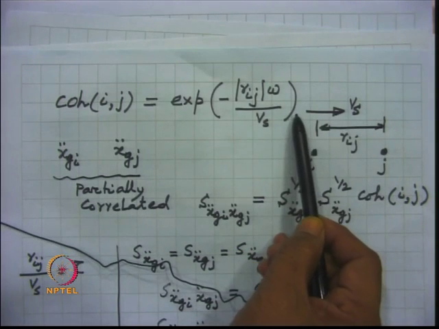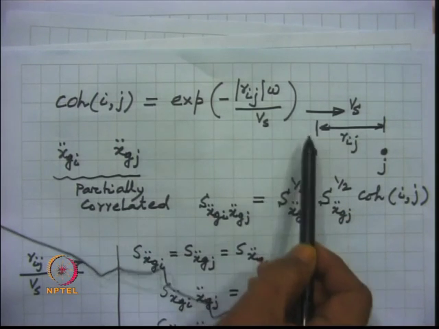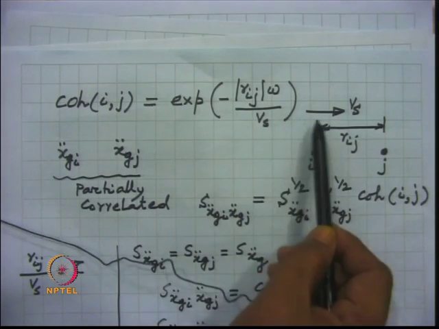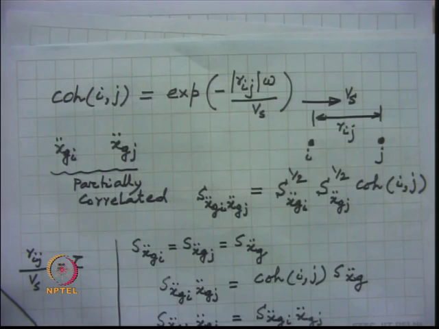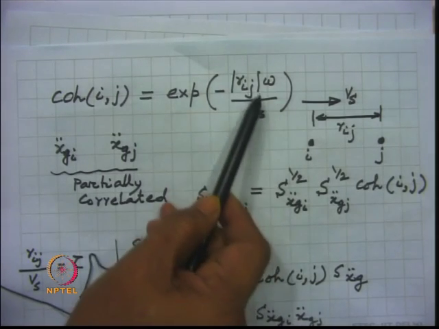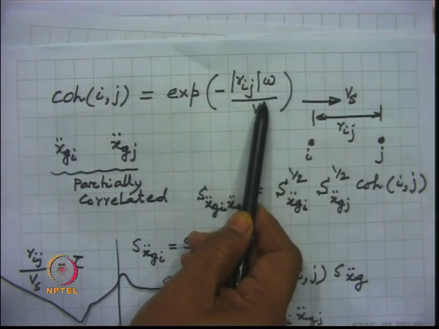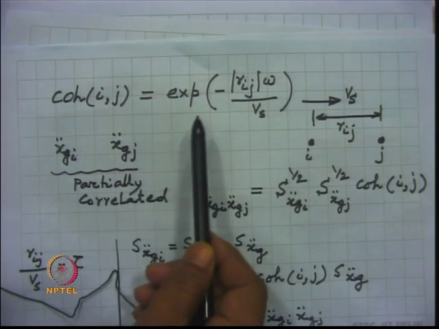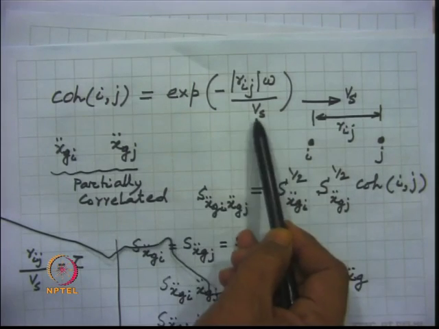The Vs is the seismic wave velocity. So if the same earthquake train or ground motion or time history of ground motion is traveling with a velocity of Vs, in that case one can replace Rij by Vs by the phase or the time lag, that is Rij divided by Vs is equal to the specified time lag, that is the time that will be required to travel from I to J if the velocity is Vs.